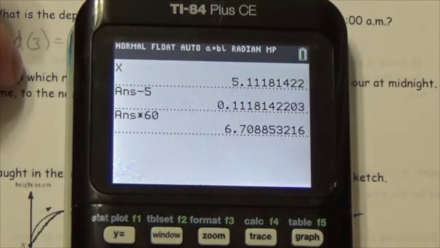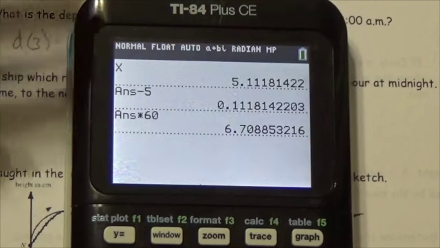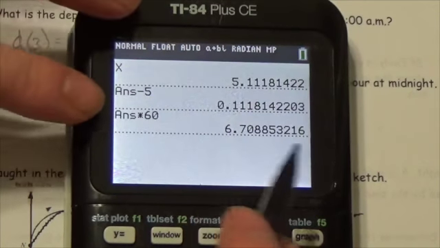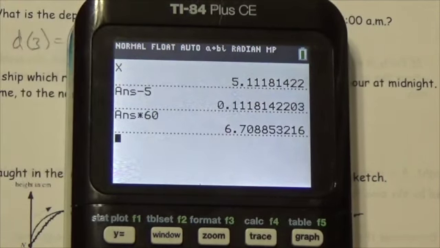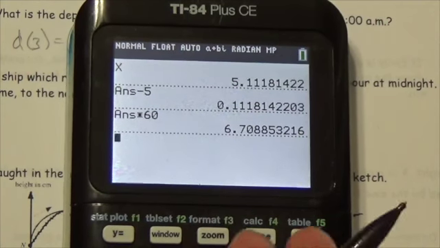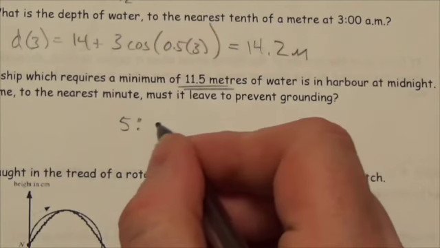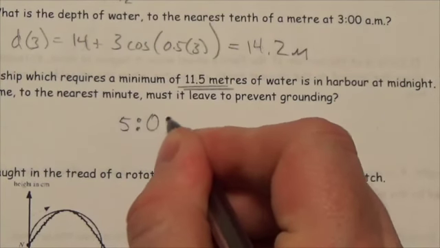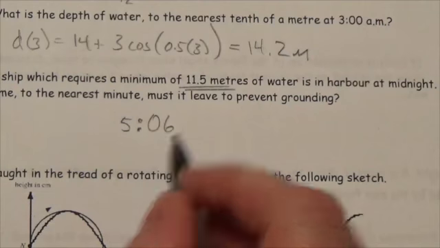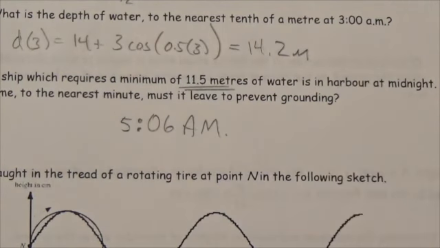And that's 6.7 minutes. Now, I don't want to round this up. I want to be safe for this guy in the boat here. I don't want him to hit the ground, so I'm going to round that down to 6 minutes. So to the nearest minute, to be safe here, whoever's in that boat has to leave by 5:06 a.m.